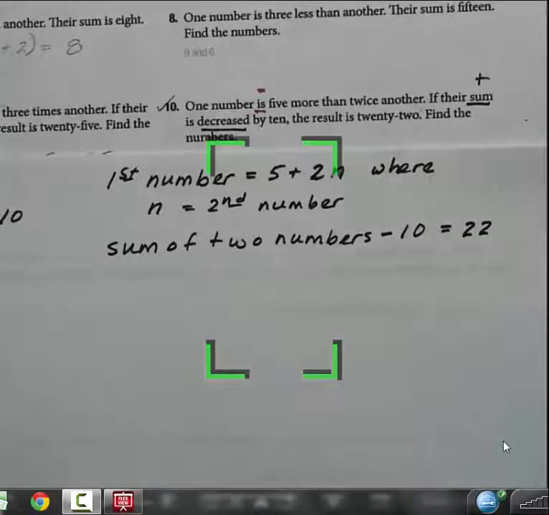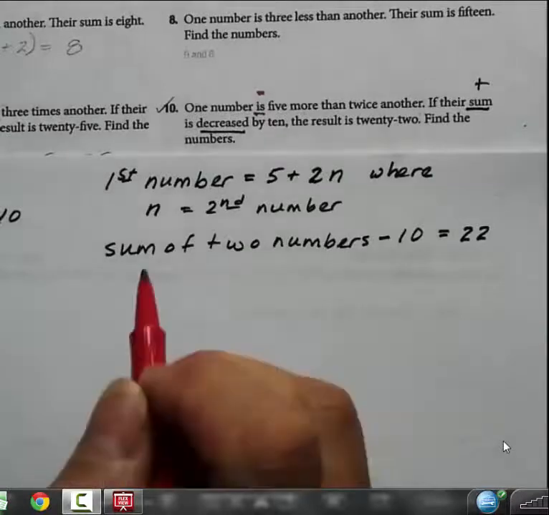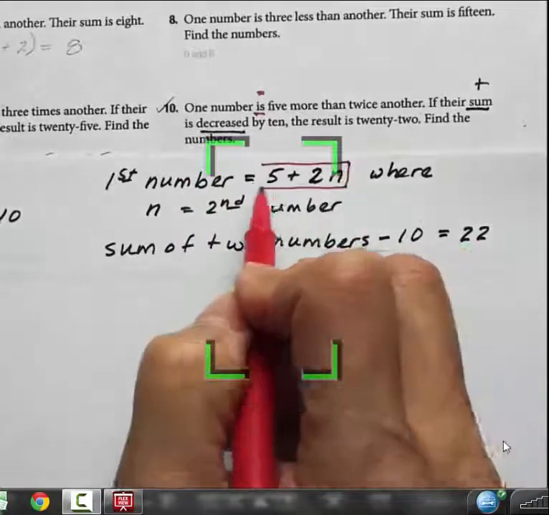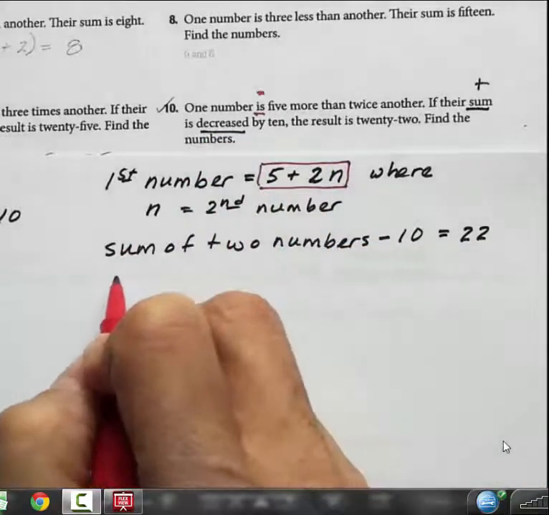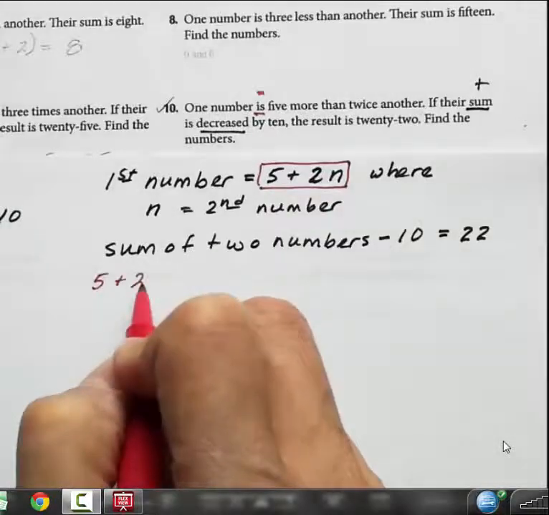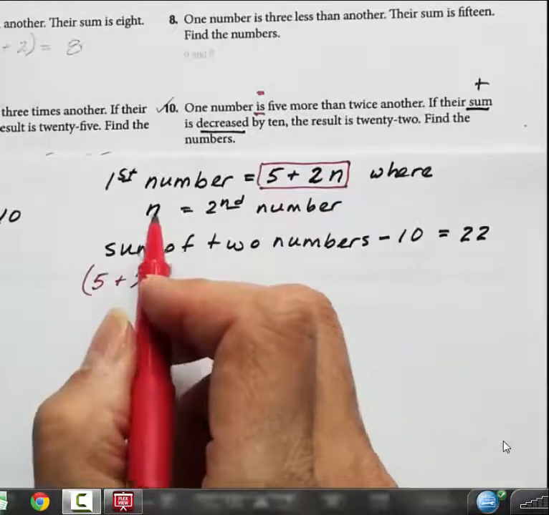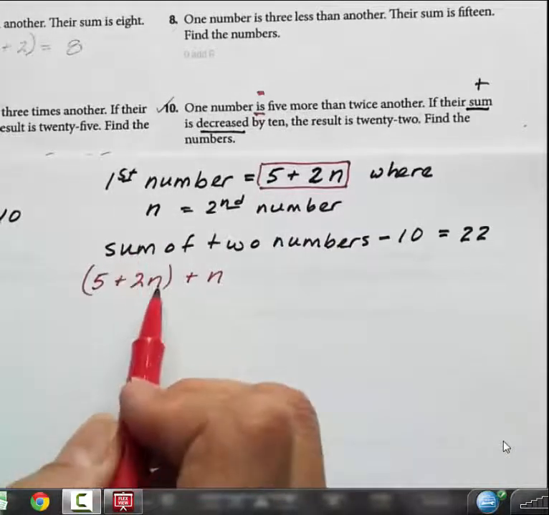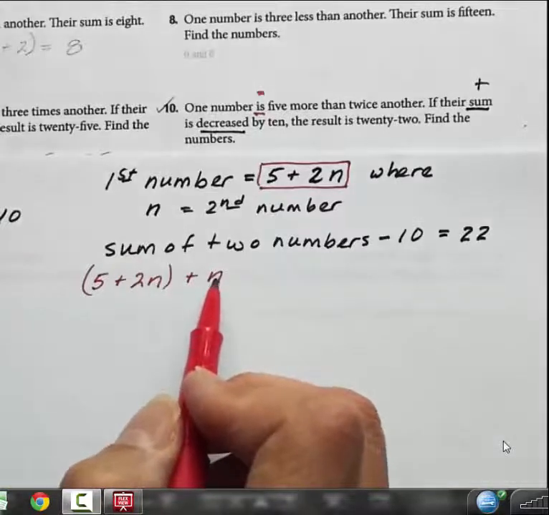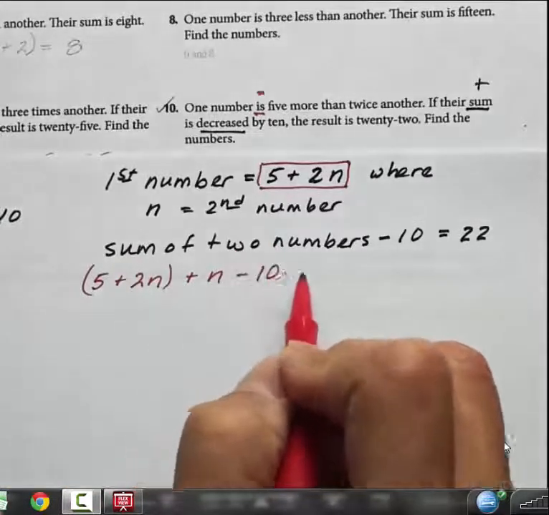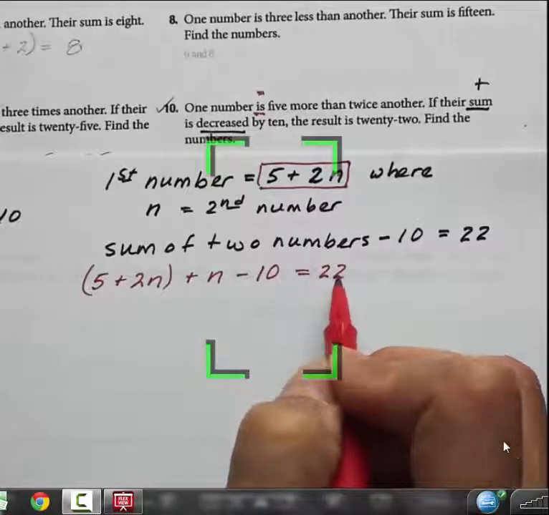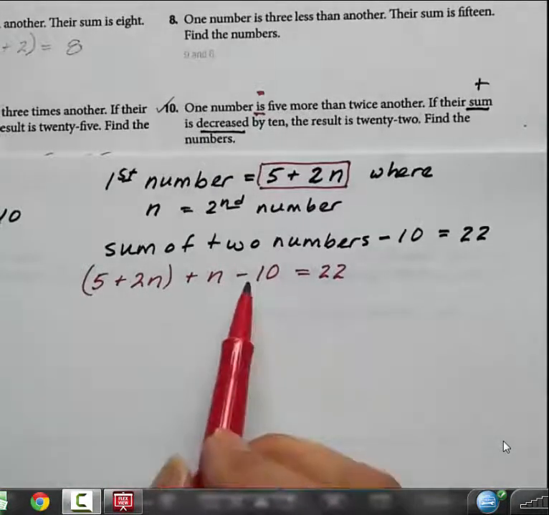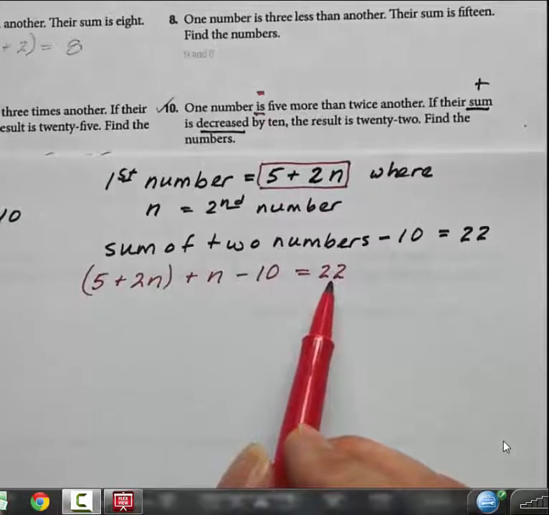So now I'm going to plug in the information that we know. The sum of the two numbers. Well, what two numbers do I have? Well, my first number is 5 plus 2n. So that's my first number. And my second number is just going to be n. So the sum of two numbers, here's my first number, and I'm going to add my second number. Then I'm going to subtract 10, and that has to be equal to 22. So this is the first number, this is the second number. I'm subtracting, decreasing by 10. It's going to equal 22.